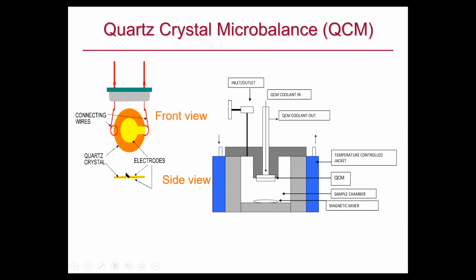So if asphaltene deposit or wax deposit or scale deposit forms, then that will change the resonance frequency, reducing it. And because we can measure 1 hertz, we can measure 1 nanogram, 10 to the power minus 9 gram. That's why we call it microbalance. This is a balance, but it is a microbalance. It's very accurate.